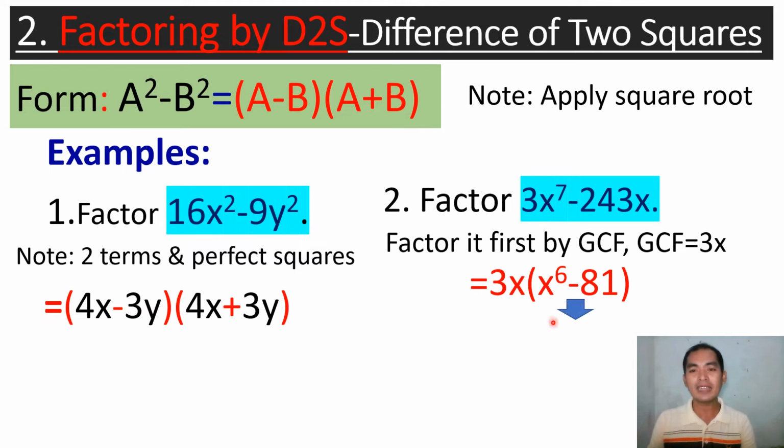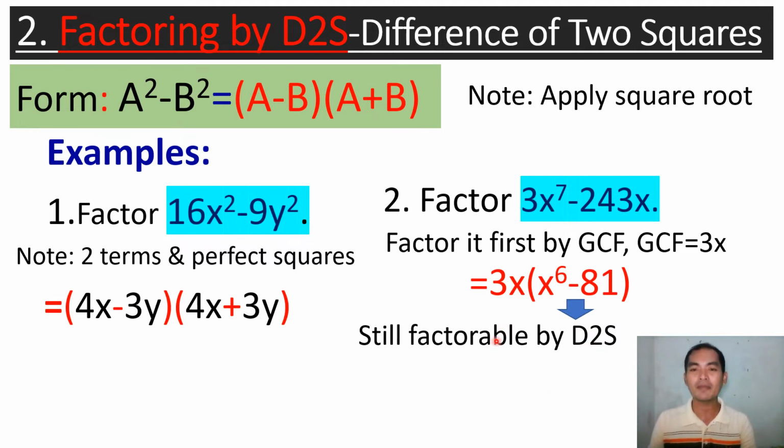But then, x to the 6 minus 81 is still factorable by difference of 2 squares. Why? Because there are only two terms, minus yung nasa gitna. First term is a perfect square, and the last term or the second term is also a perfect square. So therefore, factorable by difference of 2 squares.